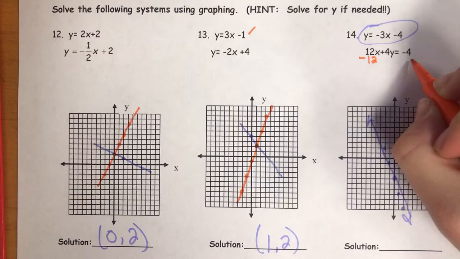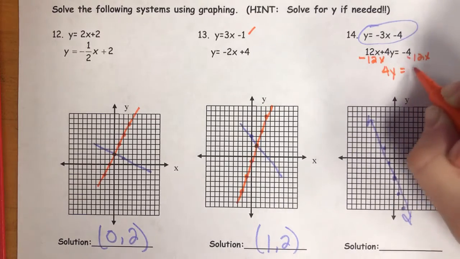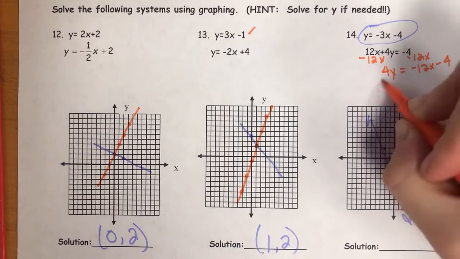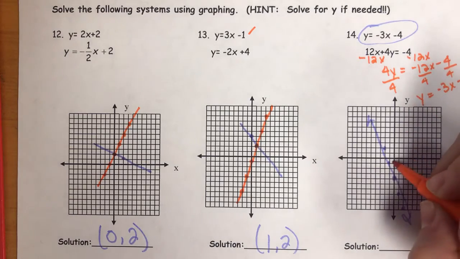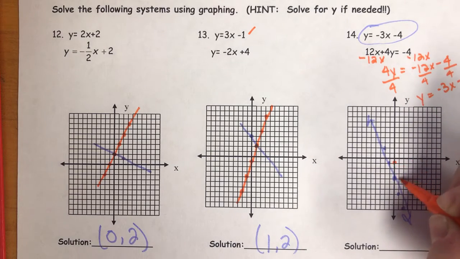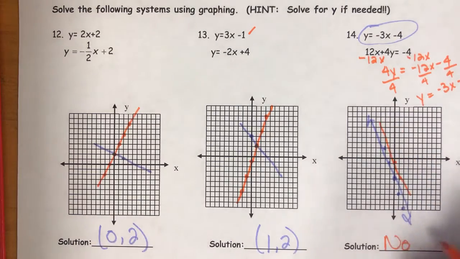Our second one, we're going to need to solve for y. Negative 3x minus 1. So we'll start at negative 1, down 3 over 1, and we are going to get parallel lines. So this is a no solution.